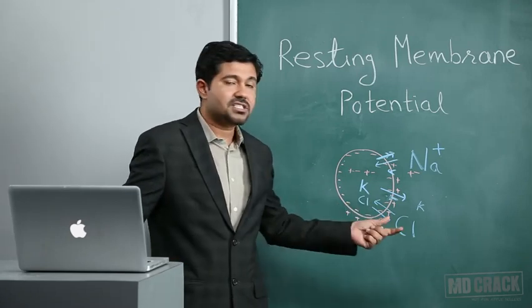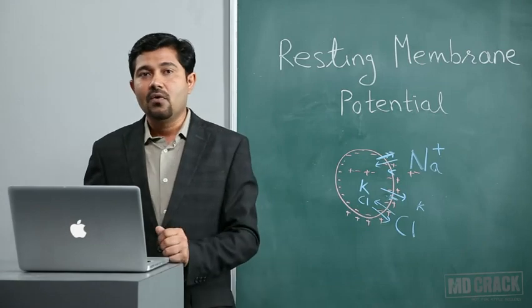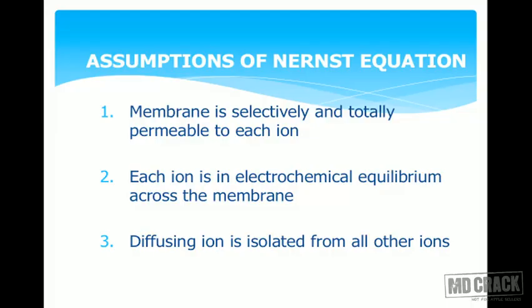When we are talking about the Nernst equation and the equilibrium potential, what do we assume? The membrane is selectively and totally permeable to only a single ion. Each ion is in electrochemical equilibrium. What will each ion achieve? An electrochemical equilibrium across the membrane. And the diffusing ion is isolated from the other ions.